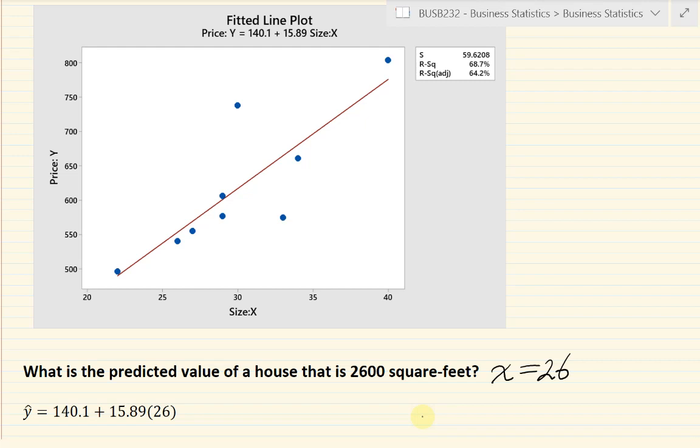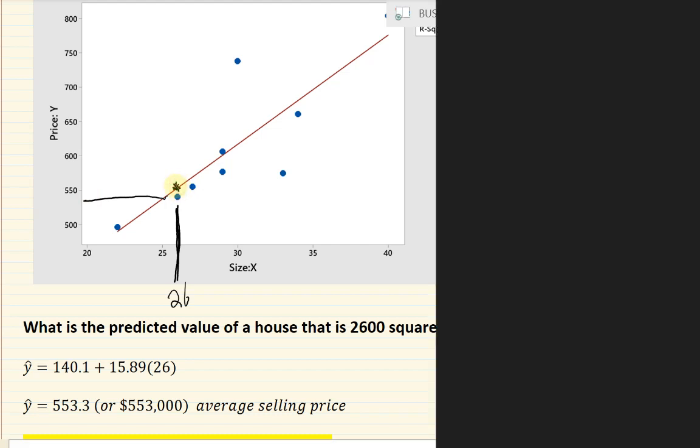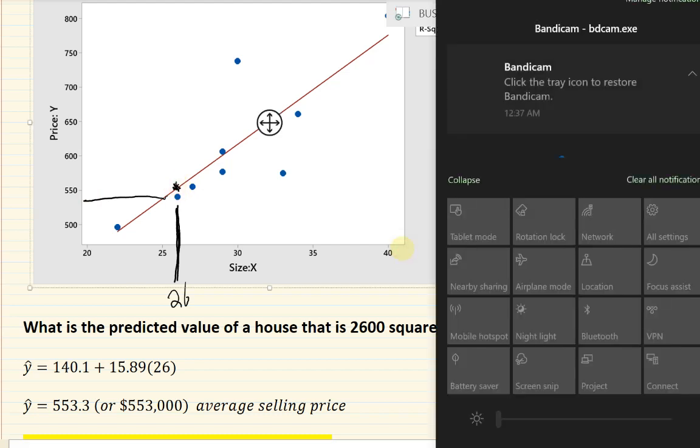Now, we're going to plug 26 into the equation, and there you go, we accomplished what we wanted to do. The model predicts the price of the house is going to be $553,000 for a 2,600 square feet home. If I look at my chart here, this is where 26 is, the 2,600 square feet home. The actual value is just shy of 550,000. What we have predicted is 553,000. So this is what's being predicted right there.